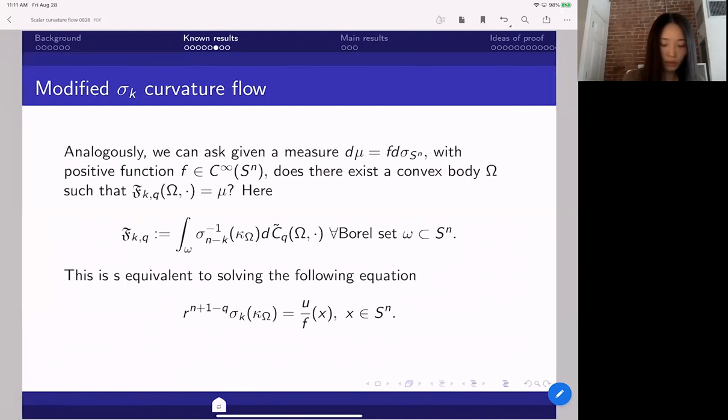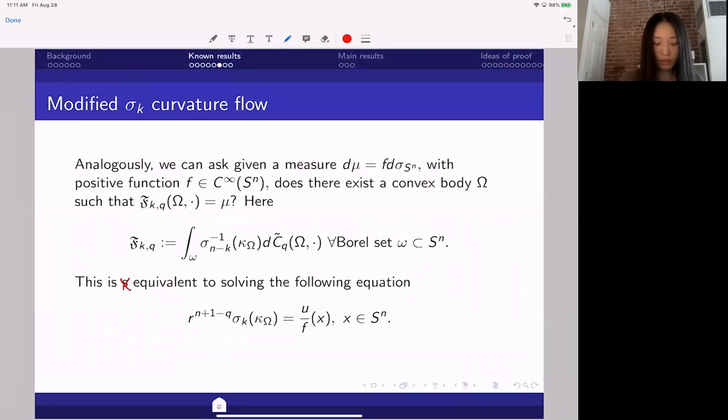Here there is one more f. So this is equivalent to solving the following equation, which is r to the n plus 1 minus q times the sigma_k curvature of the boundary of Omega equals u over f of x. Here u is still the support function of M, and f is the given function. So this is actually in terms of the principal curvatures of the boundary of Omega.